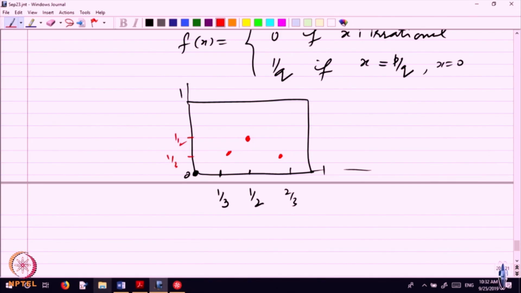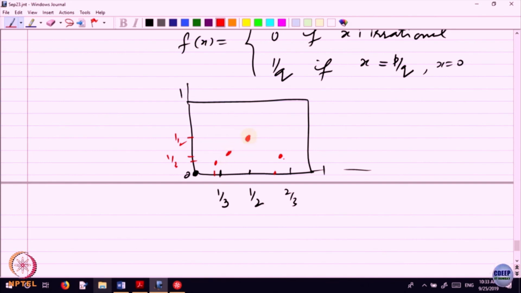So now you can see what is happening. At 1 by 4, what is the value at 1 by 4? It is 1 by 4. At 3 by 4 it is 1 by 4. So here is 1 by 4, and the value at 1 by 4 and 3 by 4 and so on. So it will be kind of a triangular kind of thing, right? And here the value is smaller.